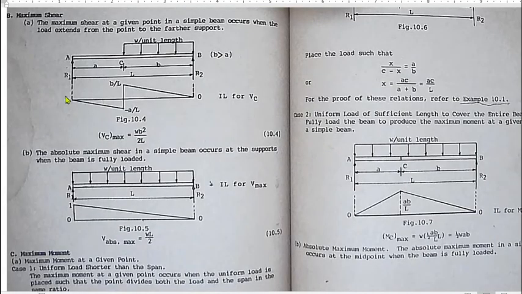For this problem naman, ang sosolvin natin is yung maximum shear within the span and not at the supports. Okay? So the maximum shear at a given point in a simple beam occurs when the load extends from the point to the farthest support. Okay, so ito ang ating point, yung letter C. Dapat aabot siya sa either support A or B. In this case, yung span na naloadan is B, which is greater than A. So the maximum shear occurs at point C, which is equal to WB square all over 2L.